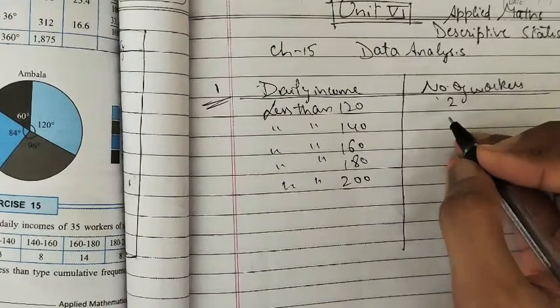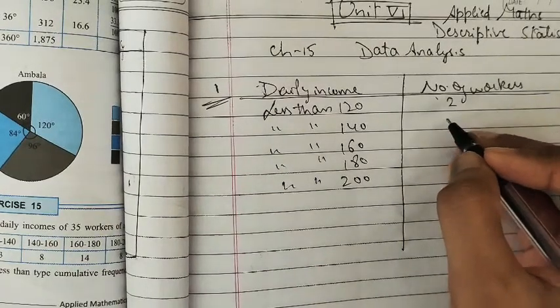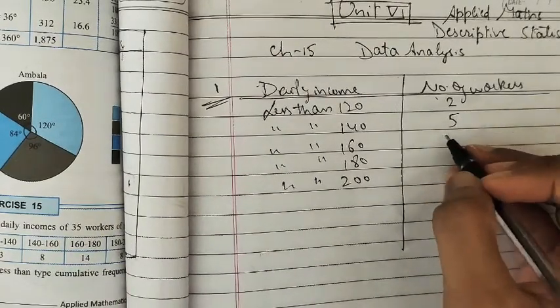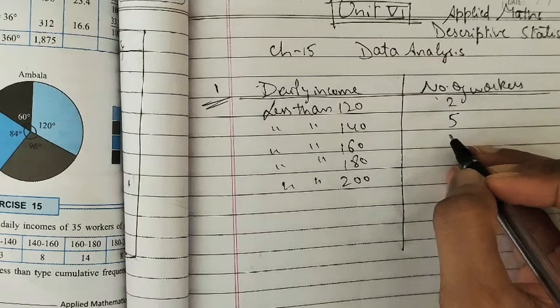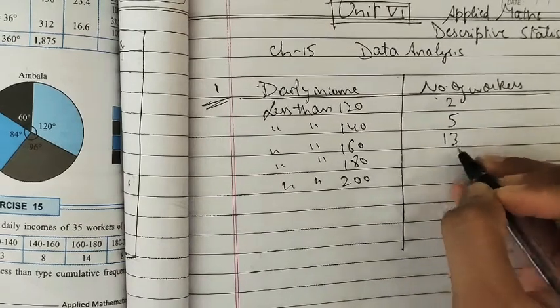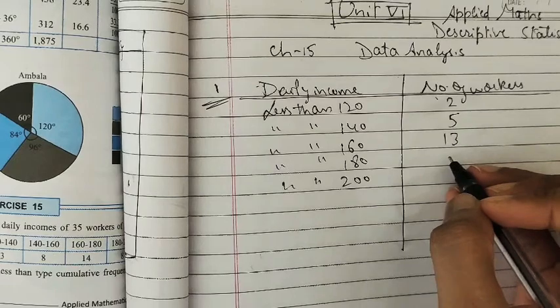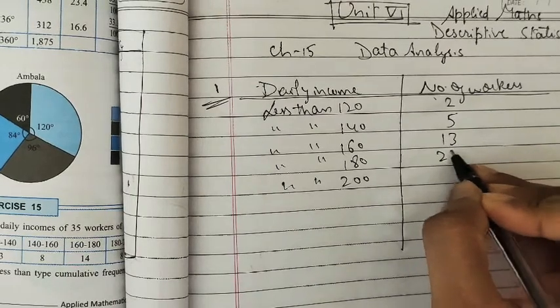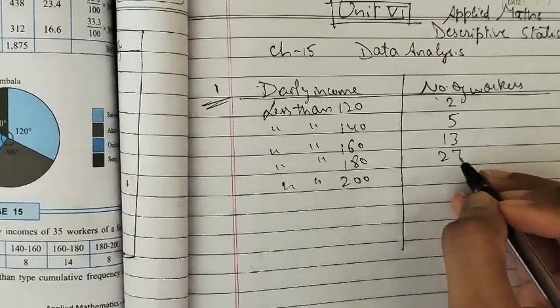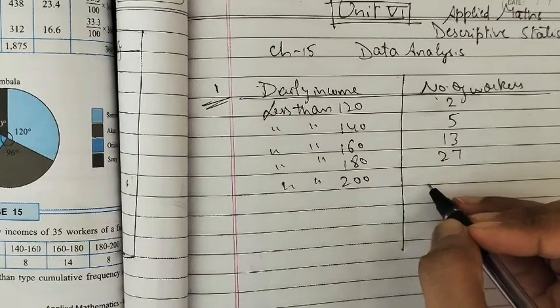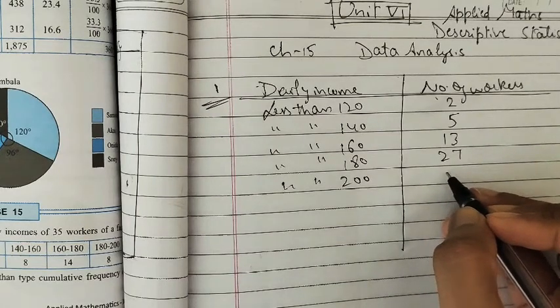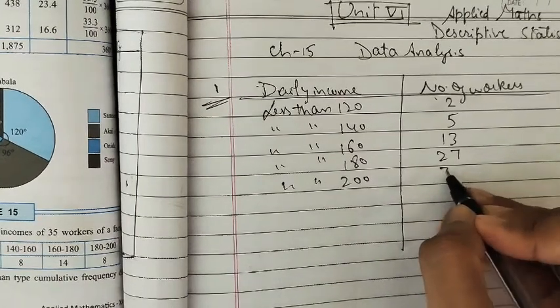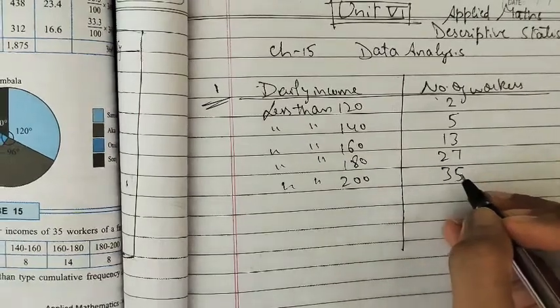Less than 140 we have 2 plus 3, 5. Less than 160 we have 8 plus 5, 13. Less than 180 we have 14 plus 13, 27. And less than 200 we have 8 plus 27, 35, right?